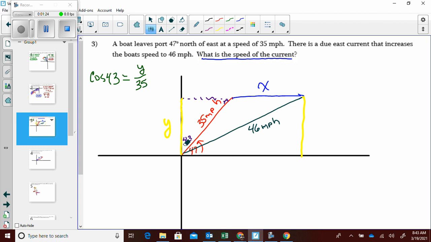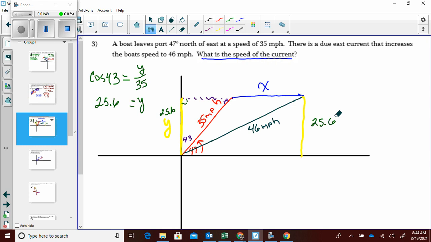So don't forget, we can still use basic trig. We can still use regular right triangles. You want to find the right triangles wherever possible. So when I solve this out, I get y is 25.6. If that's 25.6, this is also 25.6, okay? Why is that important?